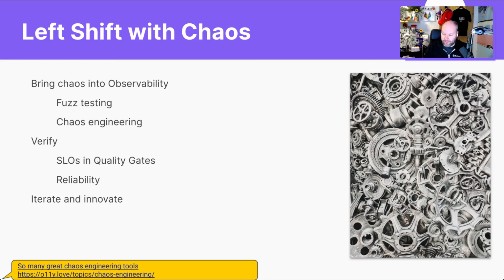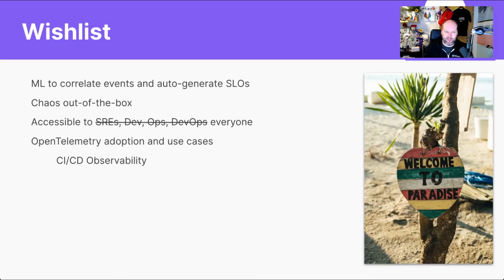Iterate and innovate. From there, the wishlist, or my wishlist, is correlate things and use machine learning to maybe make it easy for us, add chaos out of the box, make it accessible for everyone, and ensure that OpenTelemetry gets wider adopted, for example, for CI/CD observability.